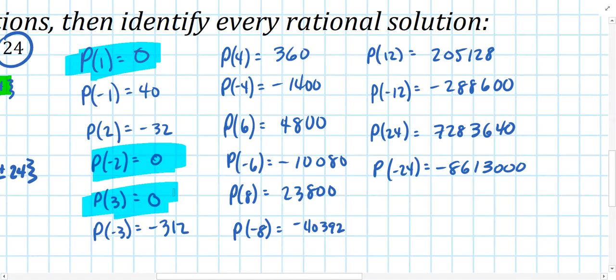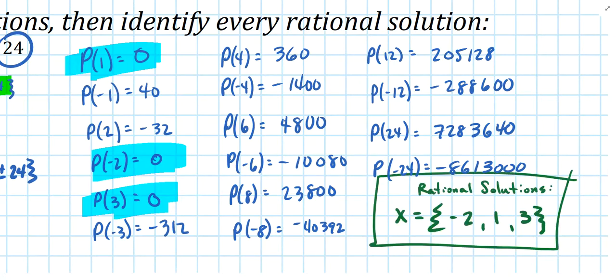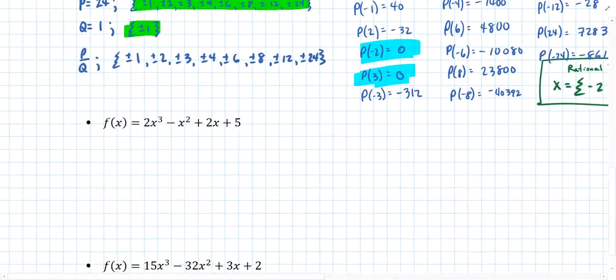Only the numbers -2, +1, and -3 evaluated to 0. Therefore, there are only 3 rational solutions. But this polynomial has a degree of 5. Therefore, while 3 solutions are rational numbers, 2 solutions must be irrational or imaginary numbers. We could use synthetic division to reduce the size of the polynomial to find the other zeros, but we will not do so in this video.